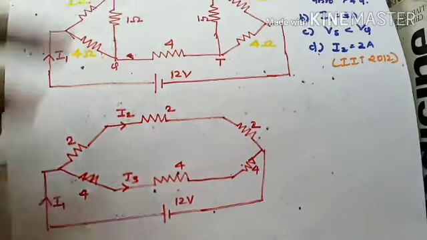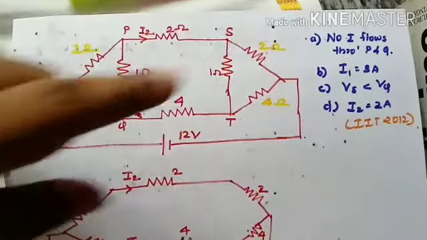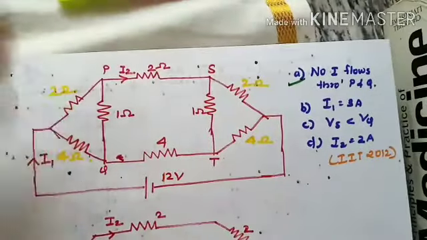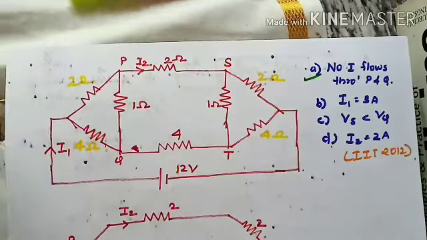Now, the first point: there is no current flowing through P and Q. There is no current flowing through P and Q is true. So this is correct, right? Because we neglected it. It's a Wheatstone's bridge, so P and Q as well as S and T, there is no flow of current.